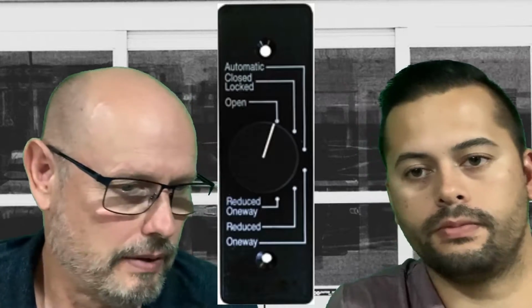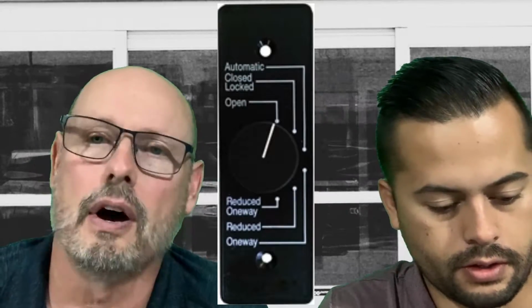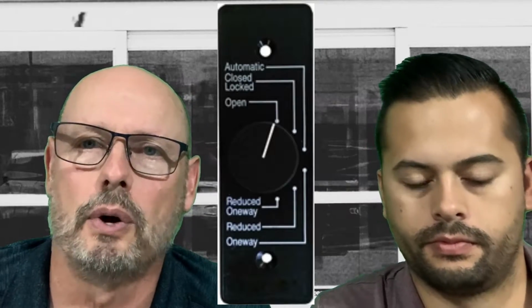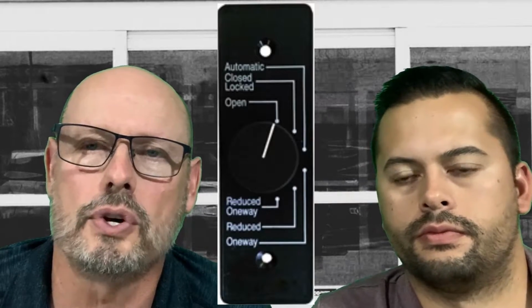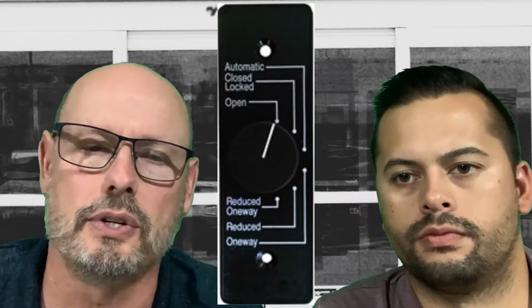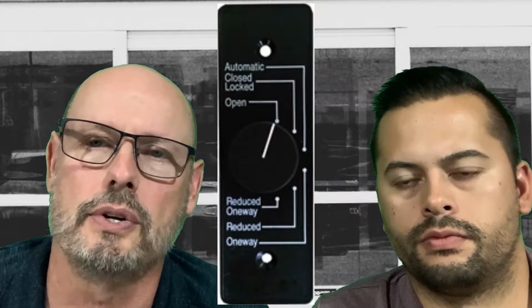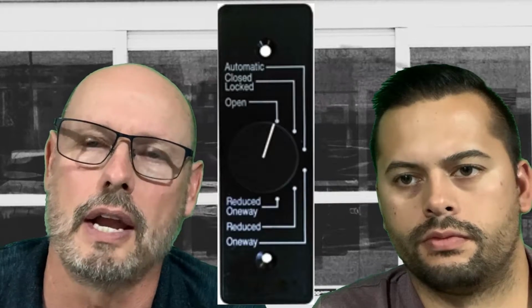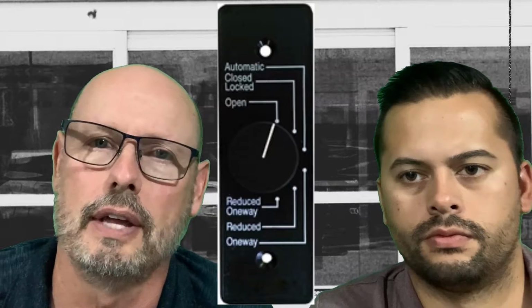Okay, the first position that you have is the automatic position. On a normal 2-way traffic door, that would ensure that both sensing devices work, so you can enter the door from the exterior side, or you can exit the door from the interior side. It allows 2-way traffic to go either direction in that position.